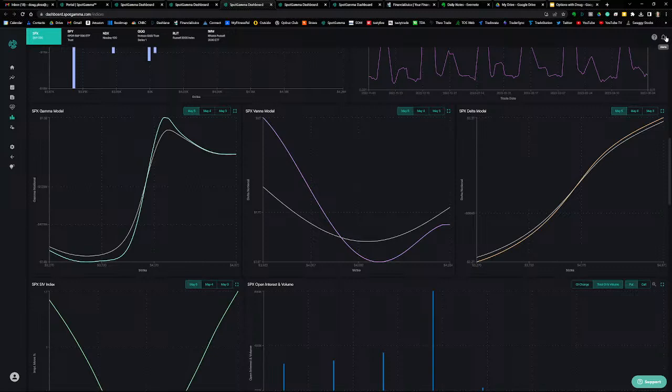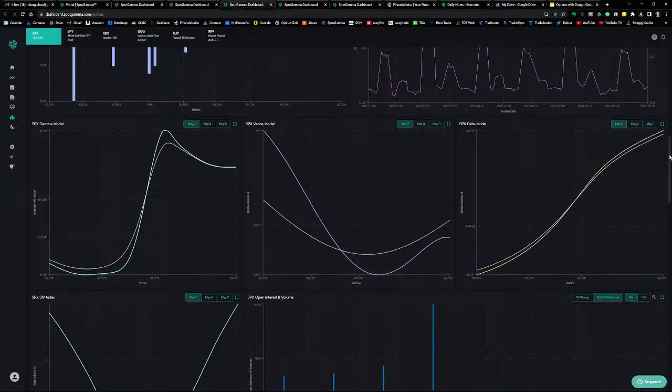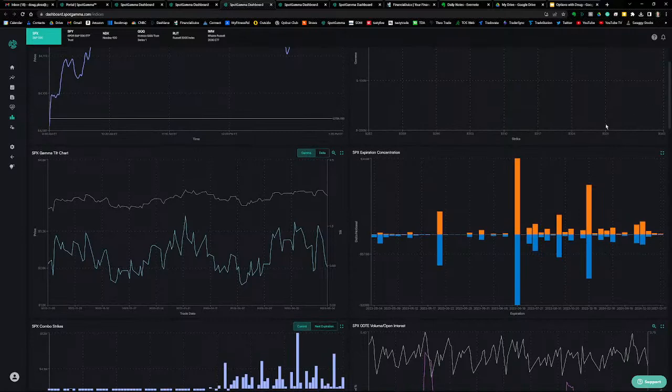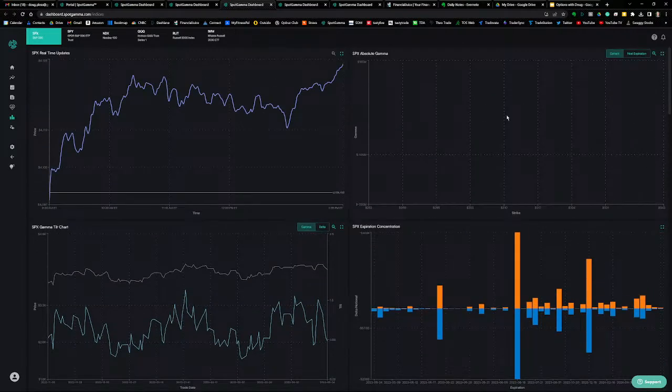All right, so RJ asks, does SpotGamma show net delta per strike, i.e. call minus puts gamma per strike? I'm not sure I understand your question. So this is showing gamma. Whoops. I'm going to have to refresh.